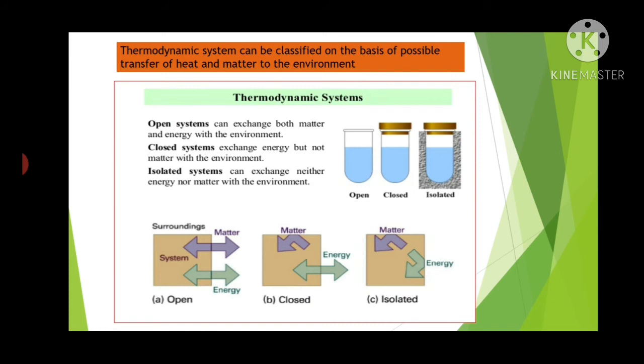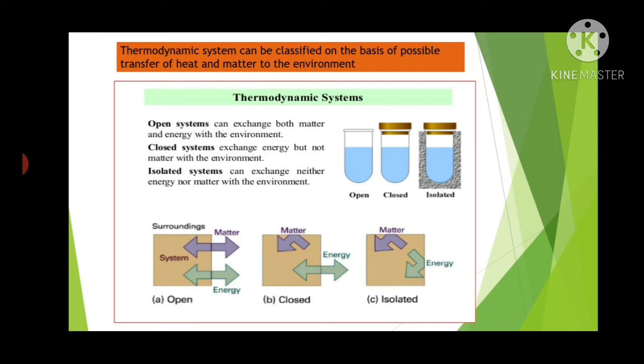Now this thermodynamic system can be classified on the basis of possible transfer of heat. Since we know that there is a transfer of heat, but during this transfer of heat it may happen that matter is also transferred to the environment, or the matter from the environment is transferred to the system. It may happen like that. So on the basis of this transfer of heat and matter to the environment, we can classify thermodynamic system. So thermodynamic system is classified into three types, that is closed system, open system and isolated system.